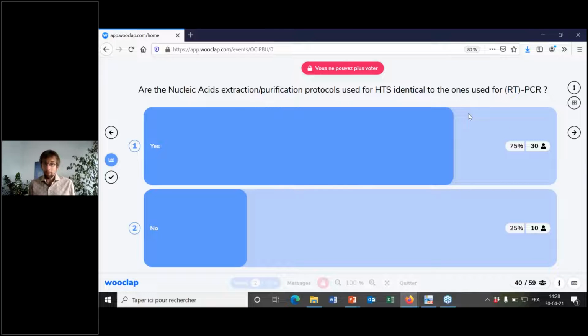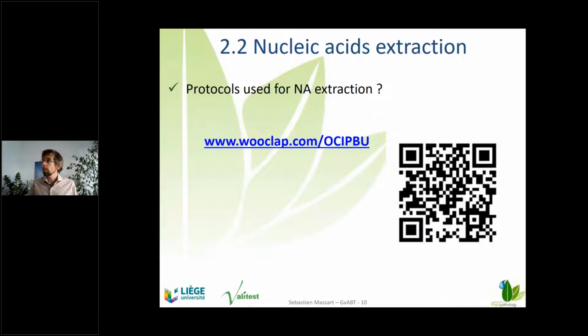In fact, and as I told before, and I want to underline this again, the protocols are similar. They might not be strictly identical, but the majority are identical or very similar. So that's the point with high throughput sequencing, sampling, and nucleic acid extraction. There is not that much change for that.